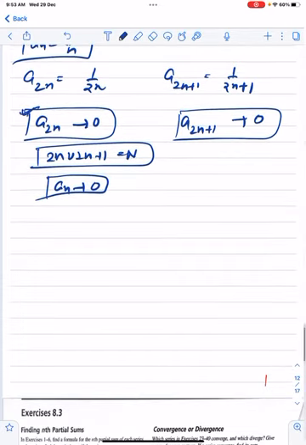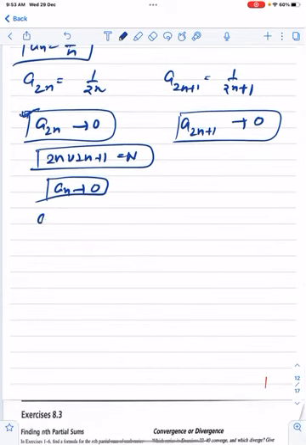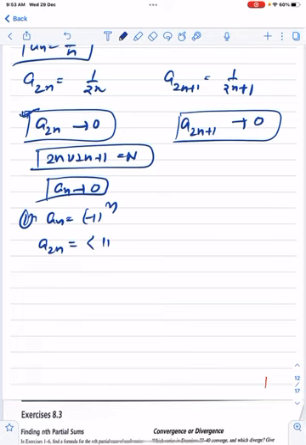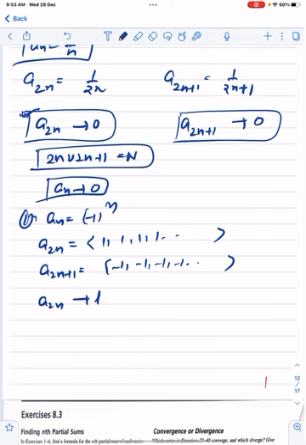So this is the way to show that your sequence is also tending to the same point. And if you get subsequences tending to different points, let's take another example: minus 1 raised to power n, right? So for a2n, if you take the even terms, you will get 1, 1, 1, 1 and so on. And if you take the odd terms, you will have minus 1, minus 1, minus 1, minus 1, like this. So a2n is tending to 1, and a2n plus 1 is tending to minus 1. So both are tending to different points, right?